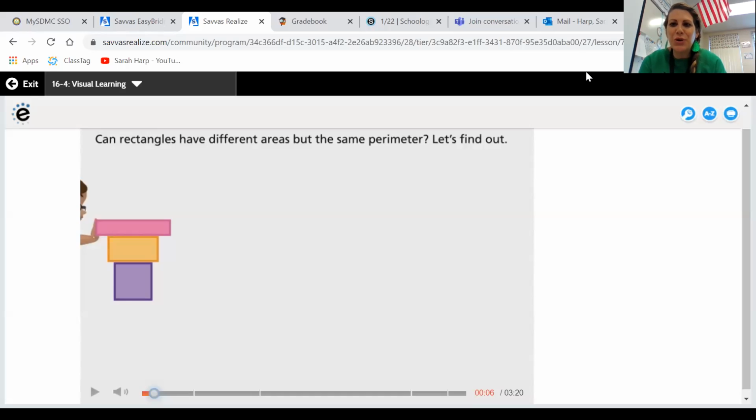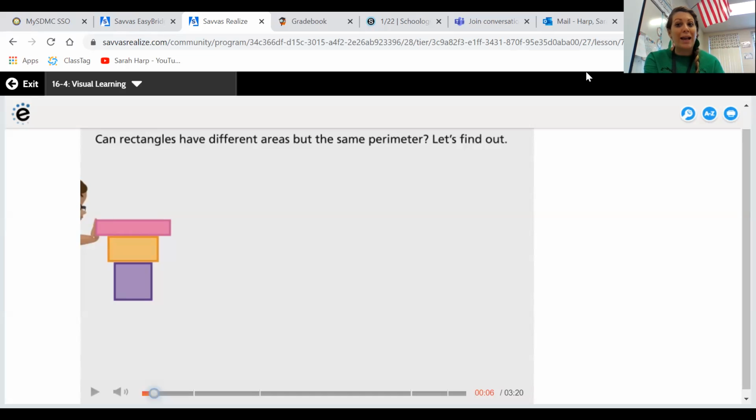Hi, mathematicians. So this is our next day of working on perimeter. And remember, we know the perimeter is the measurement on the outside of a shape. And think about, how do we solve the perimeter? Do you remember what we do? We're going to add all of the sides together. That is how we get the perimeter.